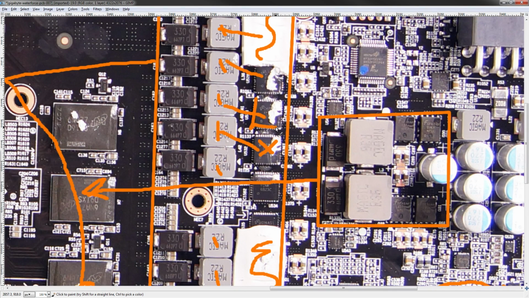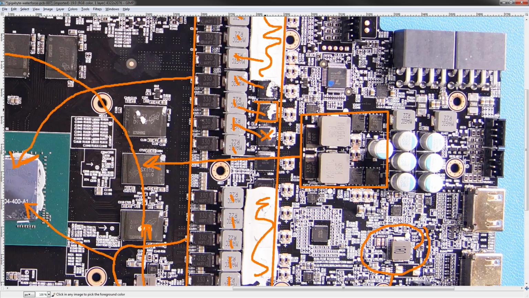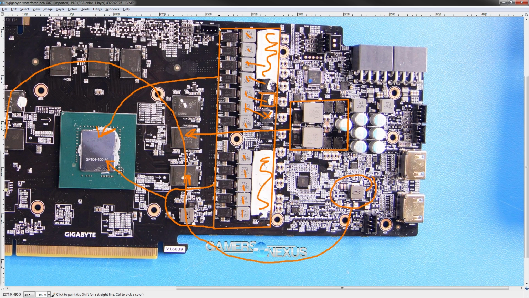These Dr. MOS power modules are FDMF6823Cs from Fairchild Semiconductor. These are rated to do 50 amps at 300 kilohertz or 45 amps at 1 megahertz. So they're plenty powerful. And with this 12-phase VRM and one of these per phase, you get around 540 to 600 amps of current capability through this VRM here.